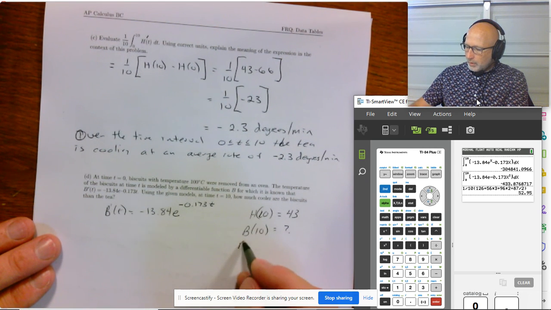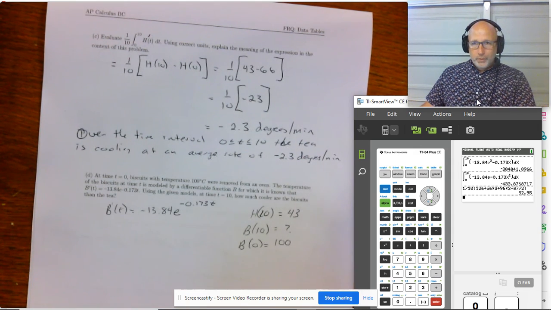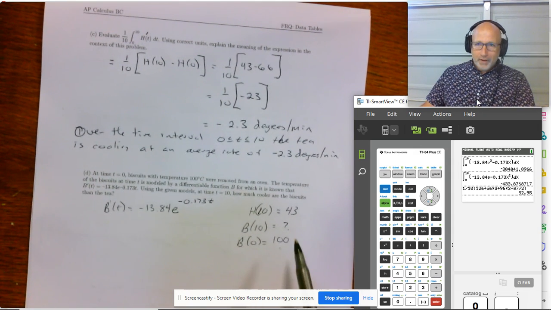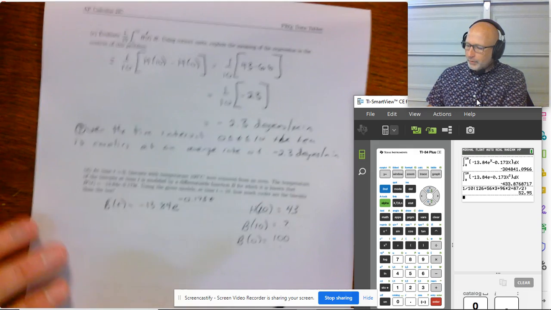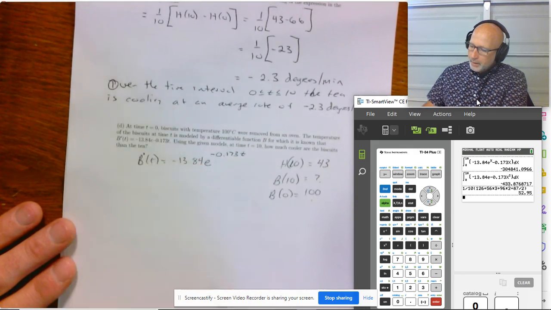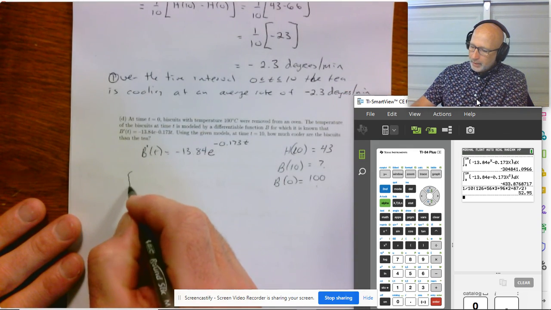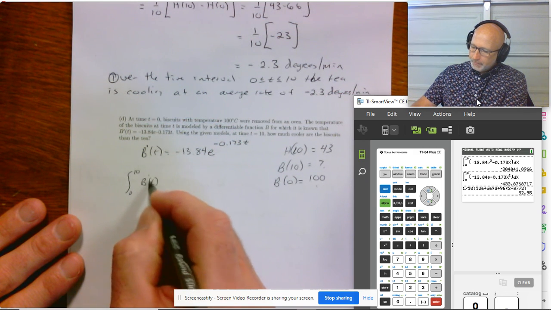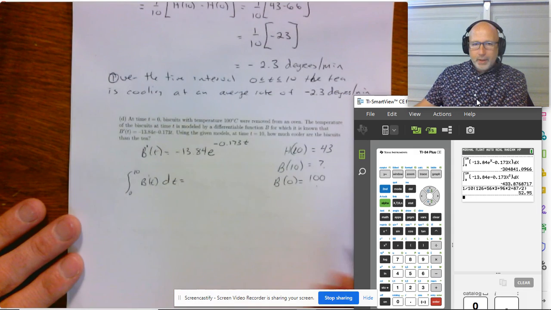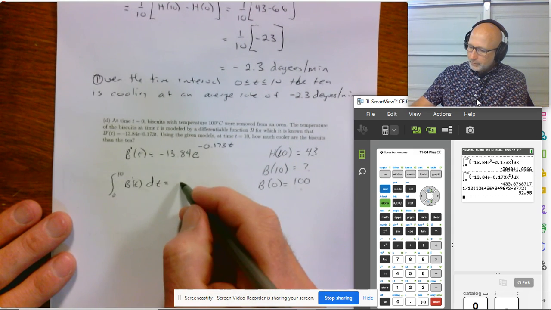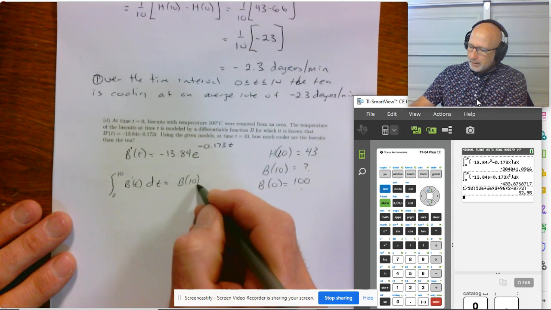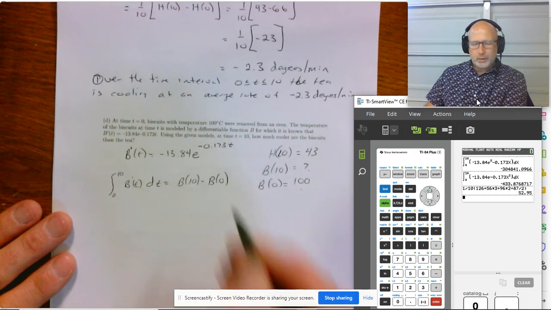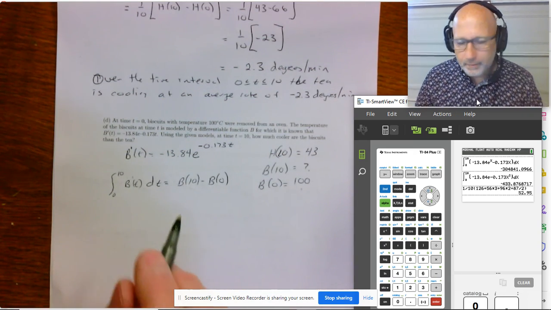Now, what else do I know? I know b of 0 is equal to 100. So you're given a point, and you're asked to find a point. What do you use? The first fundamental theorem of calculus. Okay, so what I'm going to do is integrate from 0 to 10 of b prime of t dt. And by the first fundamental theorem of calculus, this is equal to b of 10 minus b of 0.